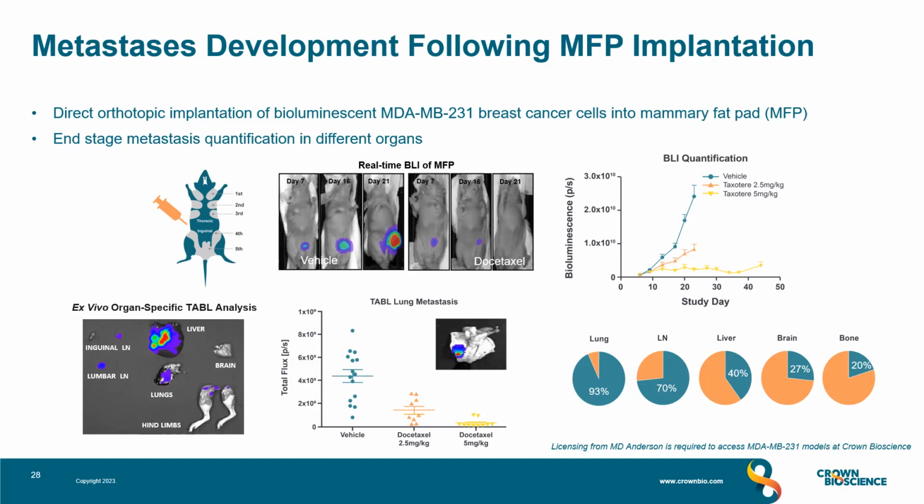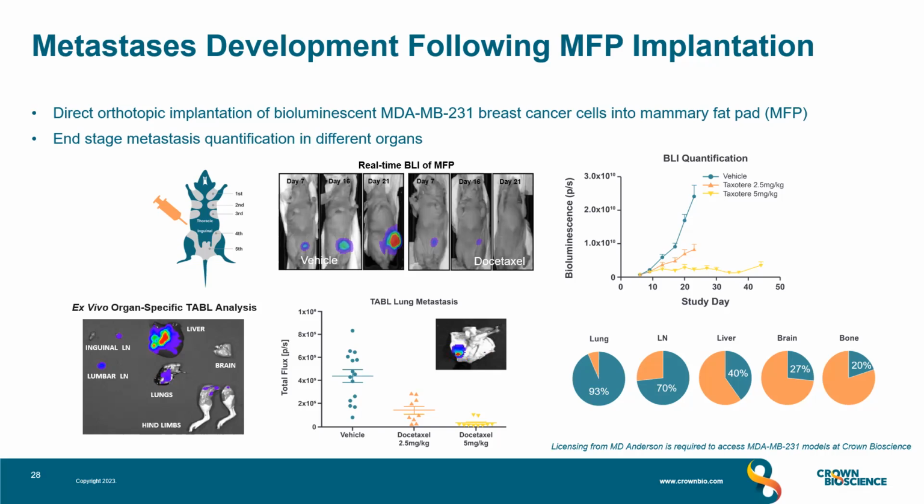The model duration is quite short, about 3 to 4 weeks. And it's actually driven by that primary mammary fat pad lesion, because as the size reaches a certain limit, you have to euthanize. But it is validated with standard of care agents for triple negative breast cancer, which is docetaxel. And the incidence of metastasis is quantified at end stage. And the frequency of METs in different cohorts of mice can be quantified as well.